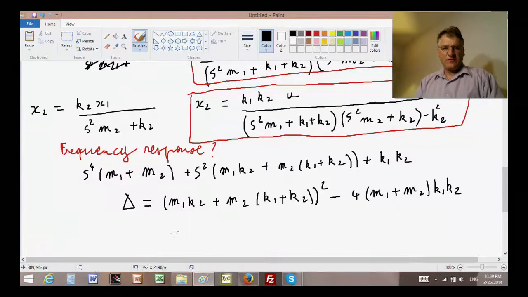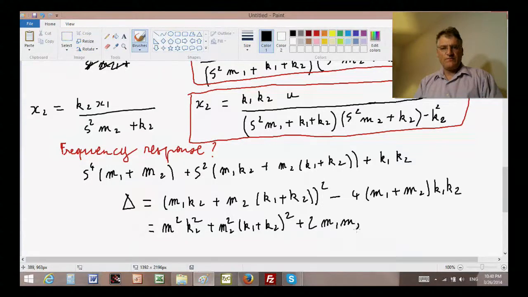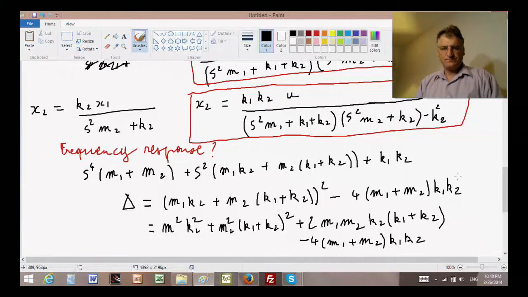We can simplify this expression by saying that this is equal to m1 squared k2 squared plus m2 squared times k1 plus k2 squared plus 2 m1 m2 times k2 times k1 plus k2 minus 4 m1 plus m2 times k1 k2. Very good.